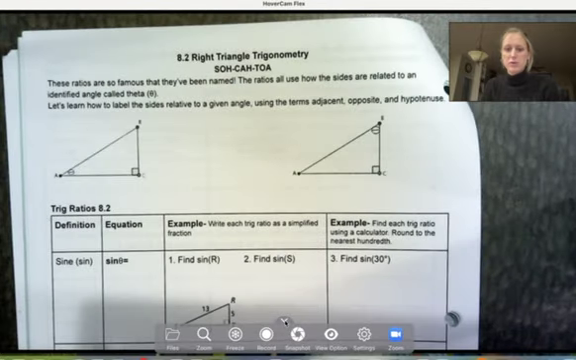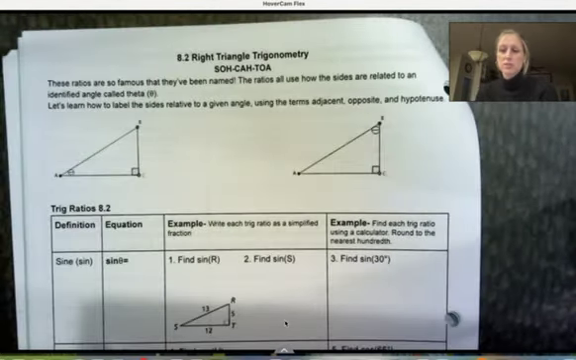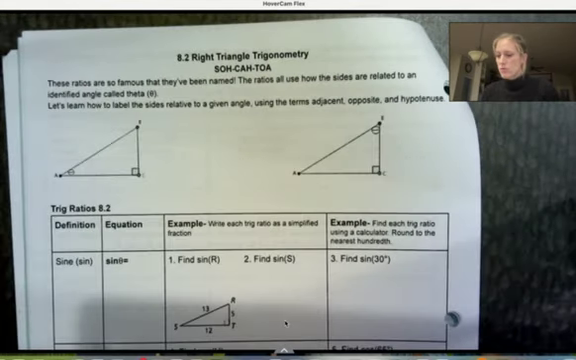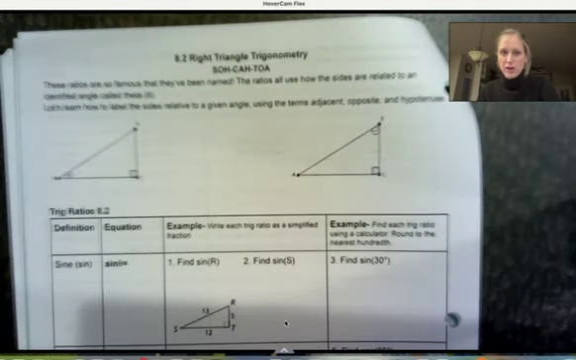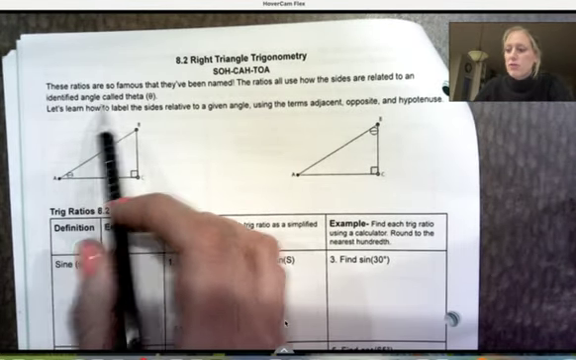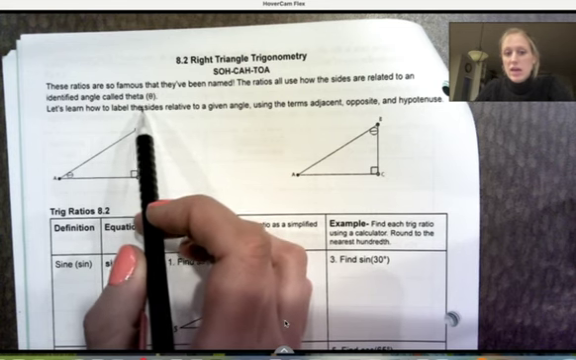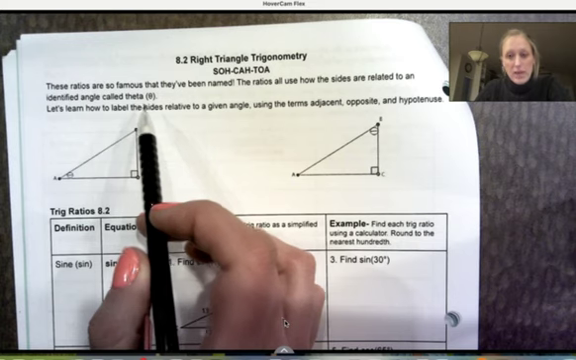Guys, in this video we are going to start learning about trigonometry. So this video is just kind of an introduction to what trigonometry ratios are. One thing that you guys are going to be familiar with is we are going to be referencing an angle, and you're often going to see this variable. This is the Greek letter theta, and we typically use that to represent angles.